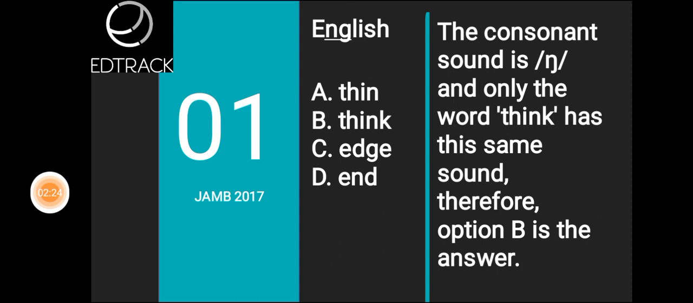Again, thin, think, edge, end. From this pronunciation, I believe you would have been able to pick that option B, only option B has the ng sound. The letter N that we have before the letter K in the word think is pronounced as ng. So the word is pronounced as think. So option B is our correct answer.